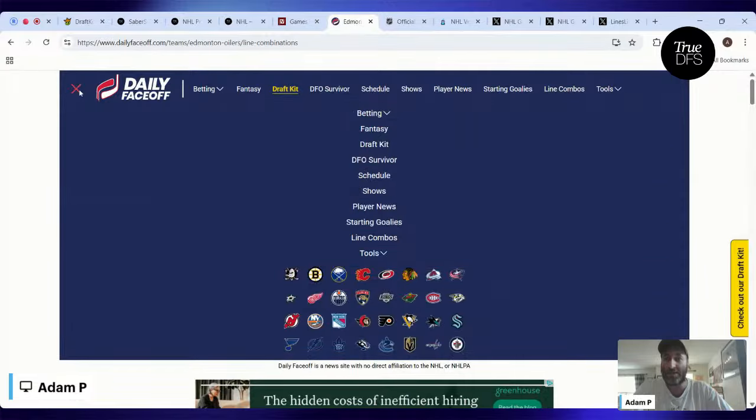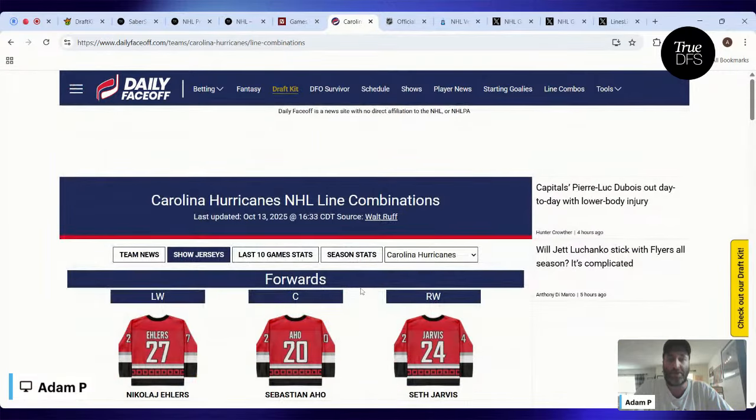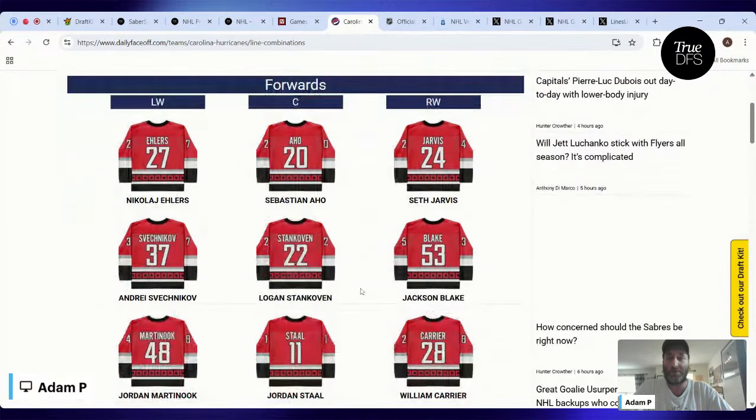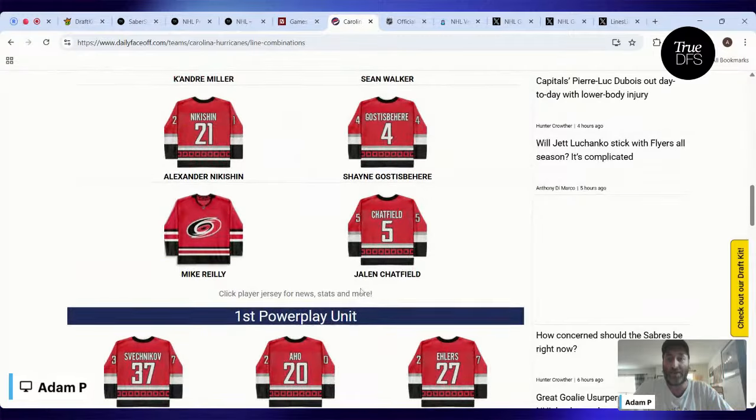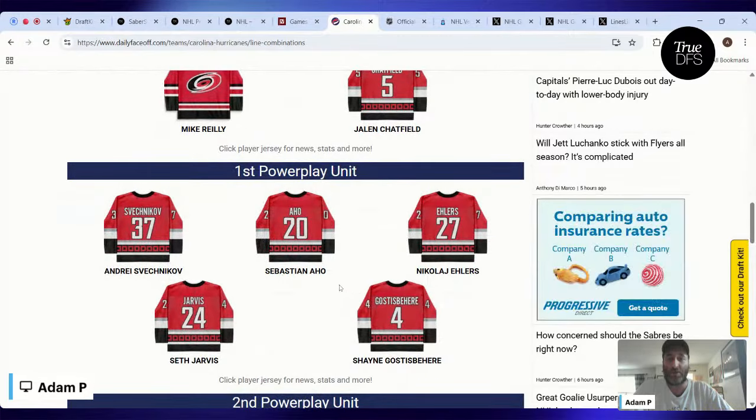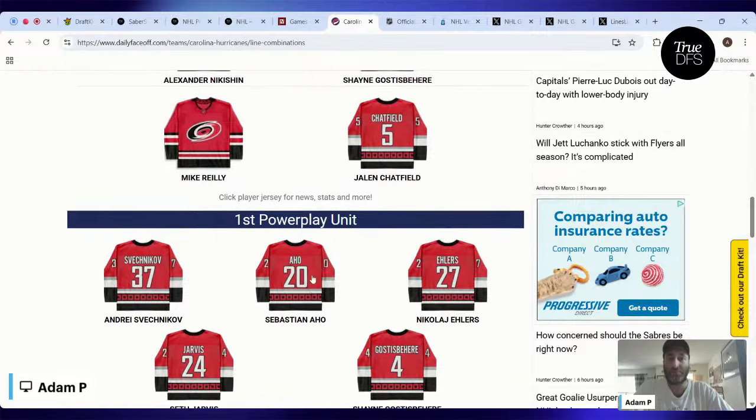As the season goes on, we'll get to know the lines better, and we'll just be able to do this quick. They are on line one together. They are on power play one together.